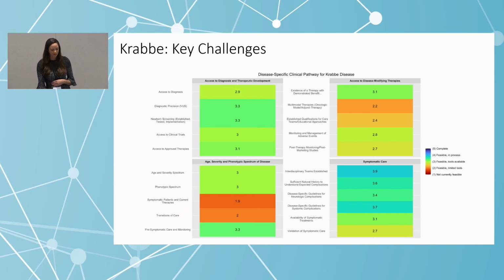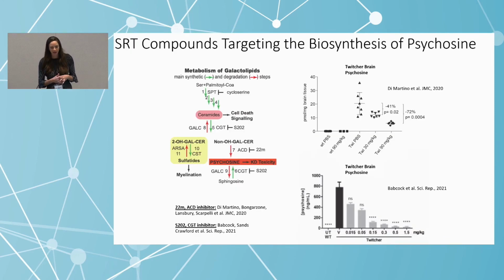So just real briefly, as I'm being told we're out of time, some of the key challenges of Krabbe disease, which I also think are important. Our lowest score on our heat map was the symptomatic patients and current therapies available for them, and also the multimodal therapies. So I relied on some of the other members of the work group to provide this. So thank you to Ernesto Bongarzón.